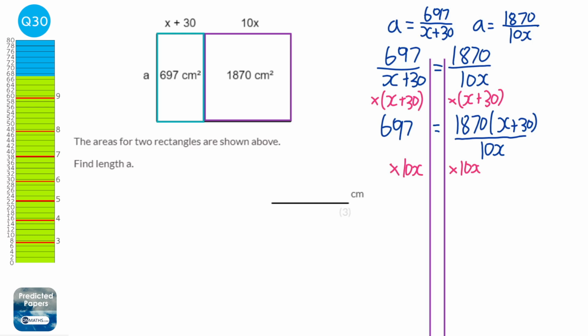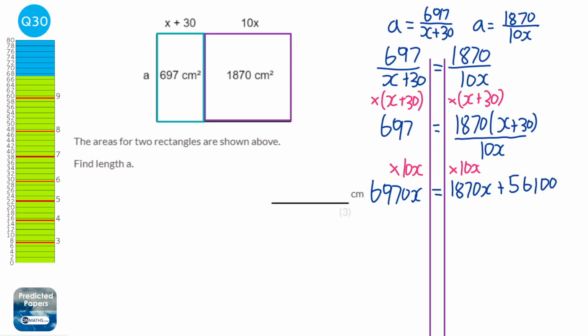So we've got 697 times 10, which would be 6,970x, because it's 10x. And it won't actually do anything to the right hand side, but I am going to expand the top, the numerator. It just gets rid of the denominator. So let's expand while I'm here. So that would be 1870x plus, what is it, 56,100. I believe that's right.